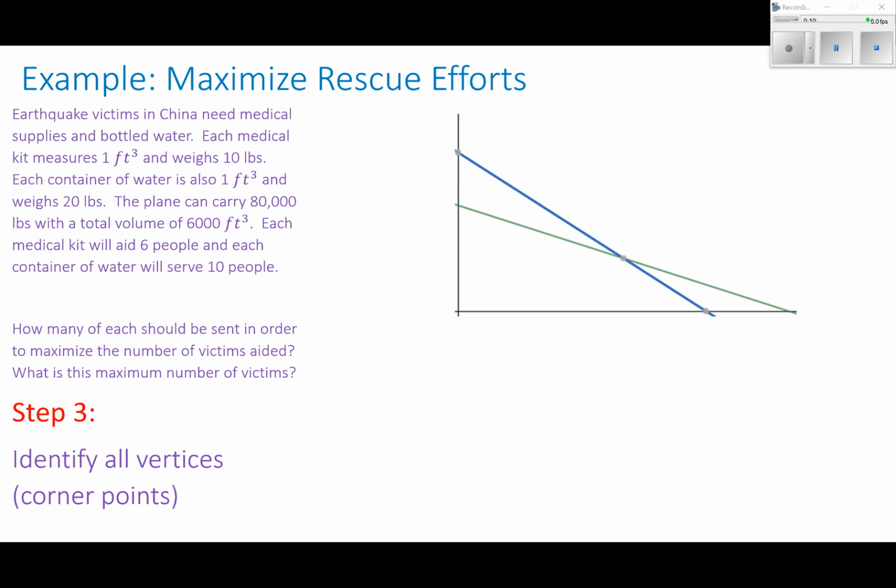Step 3, identify all of those vertices. So this one was easy. This was 0, 0. This one was 6,000, comma, 0. This one we don't know. We can solve for that one here in a minute. This one is at 0 and 4,000.